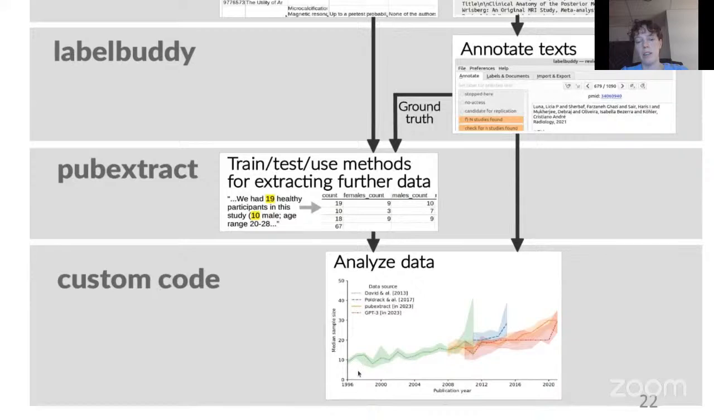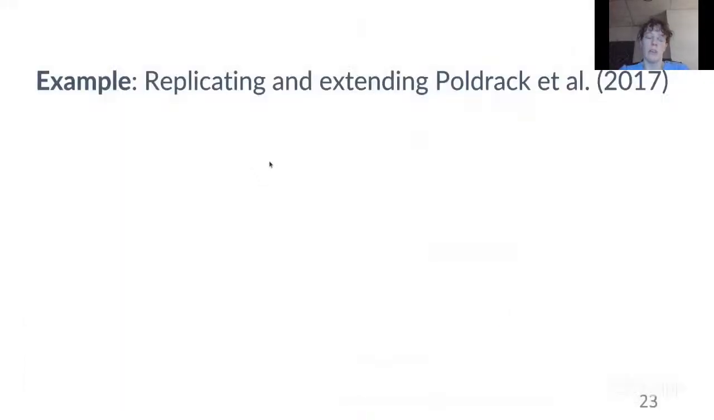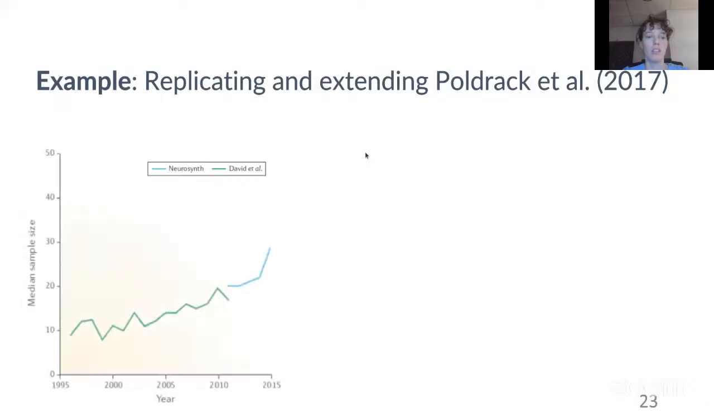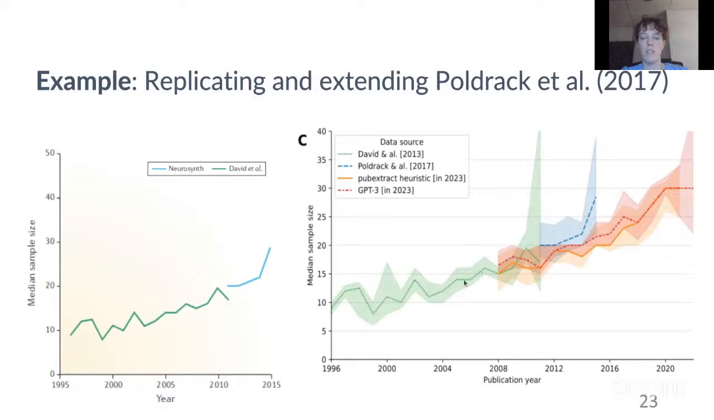And then finally, we can actually analyze the data or visualize the data, and you'll see this figure in a bigger form in the next slide, actually. So the example we have here is replicating and extending this paper by Poldrack et al. from 2017, where they showed that the median sample size in neuroscience is increasing. They used 2 different data sets to show this, and we replicated their initial findings. You see that in the green and blue, similar to the green and blue here. And we also extended it using our heuristic that I mentioned, as well as using GPT-3.